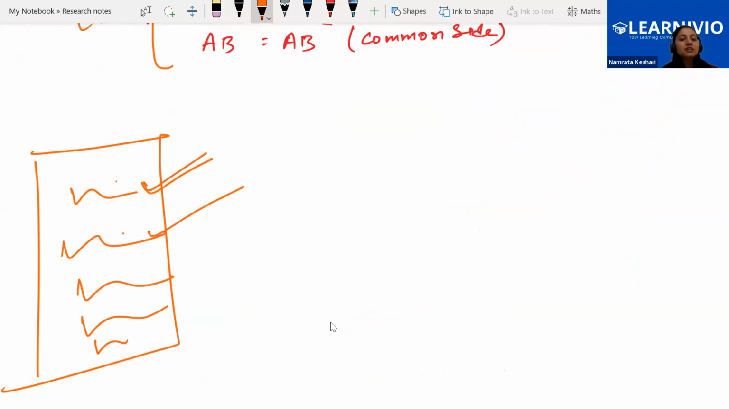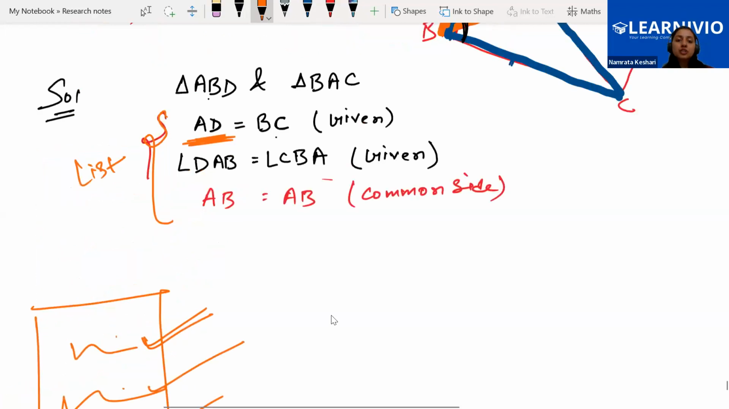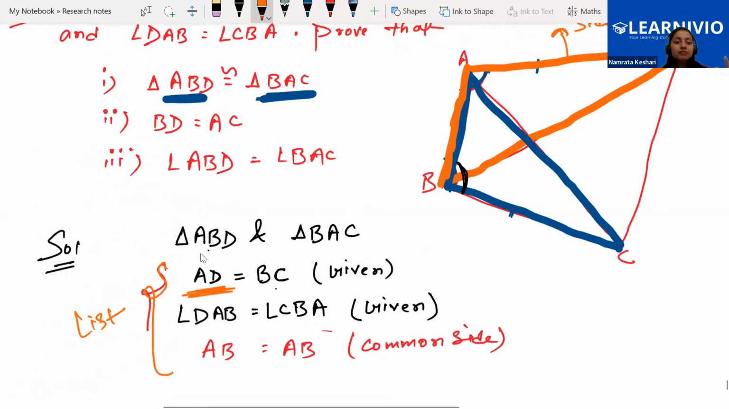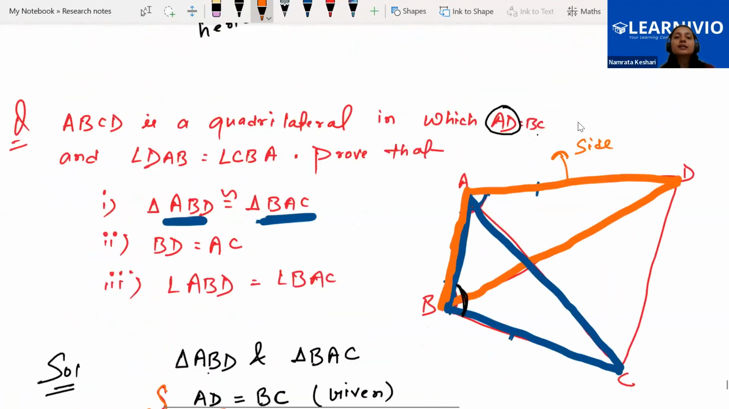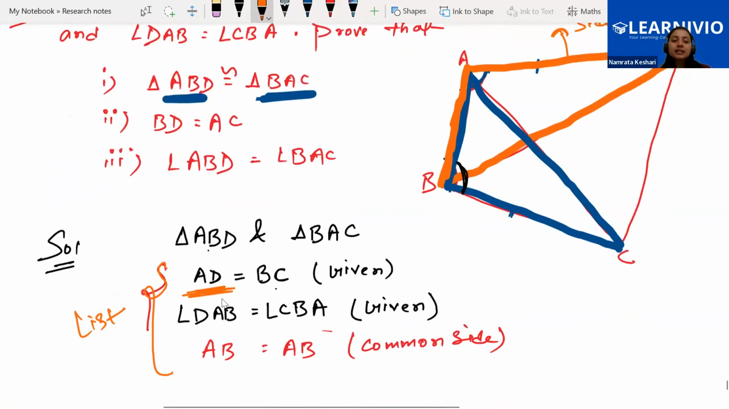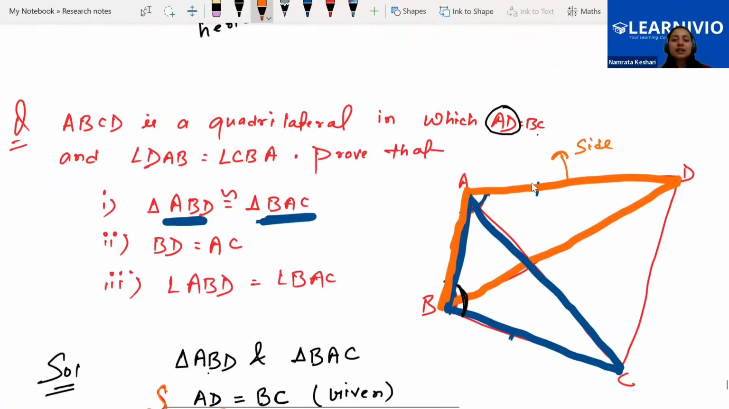This one I have taken, this one I have taken, this one I have taken. Oh yeah, this one is missing. So this is how we check. Here also we are checking: whatever we have written in our list, we will mark it in the figure. So the AD side we have written in the list, and we are going to mark the AD side in the figure. Can you see I have marked?